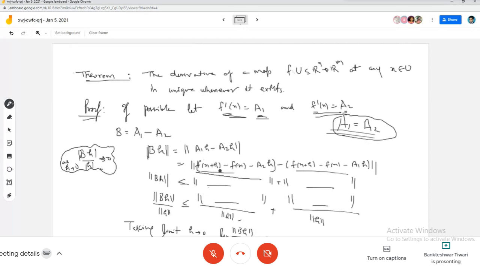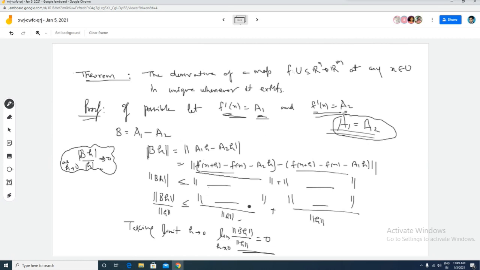ये जो यहाँ पे एक्सप्रेशन लिखा हुआ है यही तो है, f(x+h) - f(x) - a2h और minus a1h। एक जगह a2h है, दूसरी जगह a1h है। क्योंकि आप मान के चल रहे हैं कि फंक्शन डिफरेंशिएबल है और ये भी मान के चल रहे हैं इफ पॉसिबल a1 और a2 दो इसके डेरिवेटिव हैं, तो ये भी 0 हो जाएगा और ये भी 0 हो जाएगा। And therefore this bh upon h is less than or equal to 0, but because it's always positive, so therefore it has to be 0. So bh upon h is equal to 0, right?